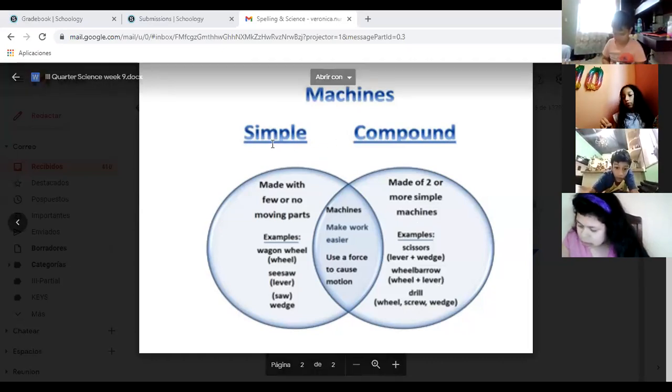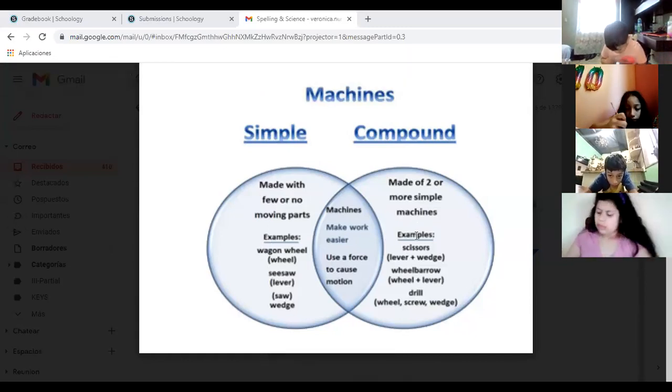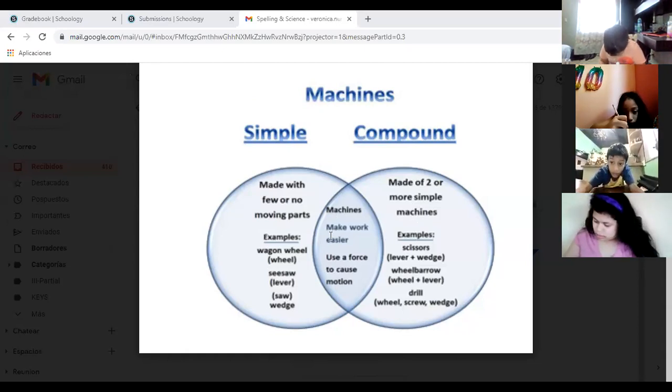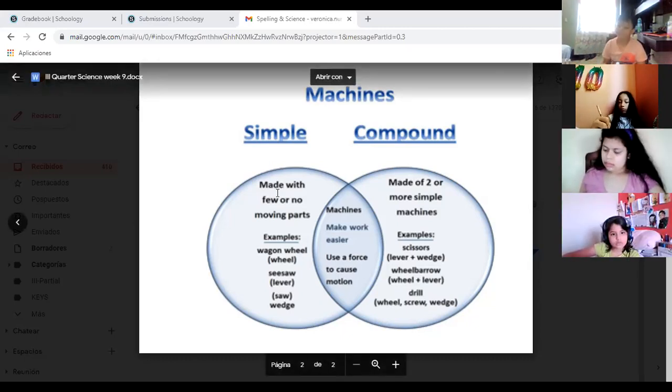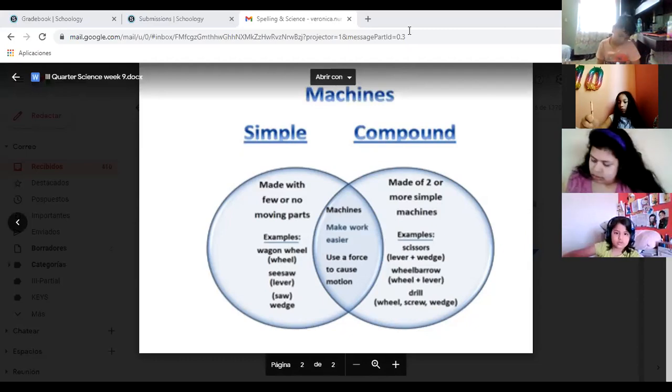This one, right? So in these two are differences about these machines, simple and compound. But what do they have in common? Both make work easier, simple and compound machines. And both use a force to cause motion, simple and compound. That's how they are compared and contrasted. Okay, guys, thank you for your attention.